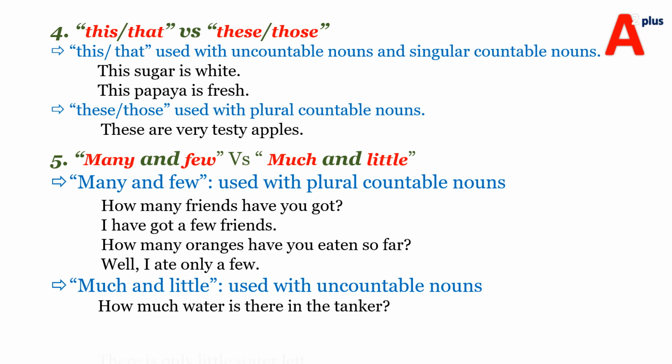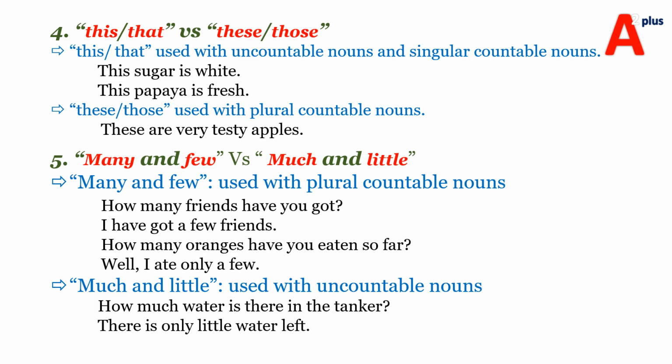The fifth rule is how many and few versus how much and little. We'll see this one next lecture with quantifiers, but till then, many and few are used with plural countable nouns, and much and little are used with uncountable nouns. So, how many friends have you got? I've got a few friends. How many oranges have you eaten so far? Well, I ate only a few. So this is with countable nouns. Oranges and friends are countable plural.